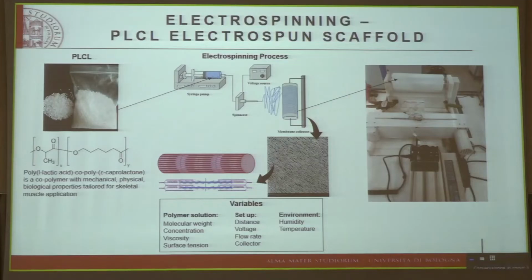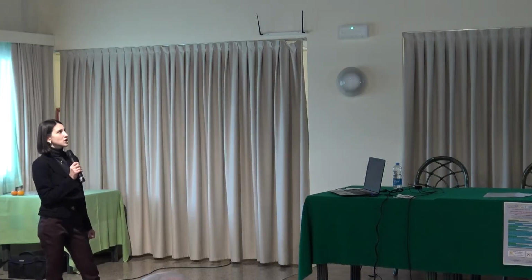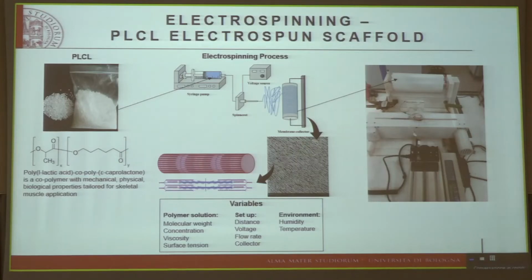In order to develop a scaffold, we use the electrospinning technique. That is a fiber spinning technique widely used in the field of tissue engineering, as it is a very cheap and easy technique. The process starts with the selection of a polymer, and in our case we decided to use PLCL. It means polylactic acid and copolycaprolactone. It is a copolymer which has mechanical, physical, and biological properties tailored for skeletal muscle application.